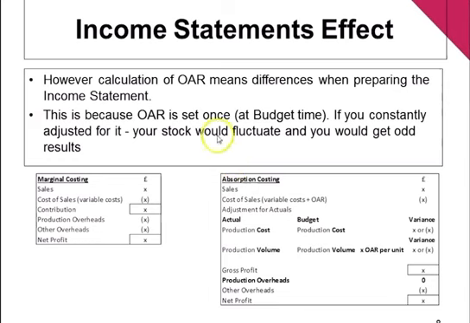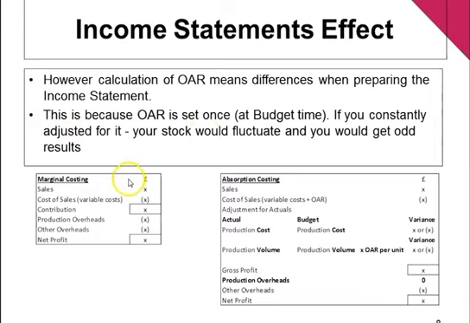Like I said earlier, the problem is you only set your overhead absorption rate once at budget time, hence the term budgeted cost divided by budgeted base. If you constantly adjusted every time your overhead fluctuated or your volume fluctuated, you would have very difficult problems understanding the movement in your income statements, your profit and loss. You'd also have problems understanding your inventory and stock valuation on the balance sheet side. So we don't do it. We adjust for it at the end of every year.